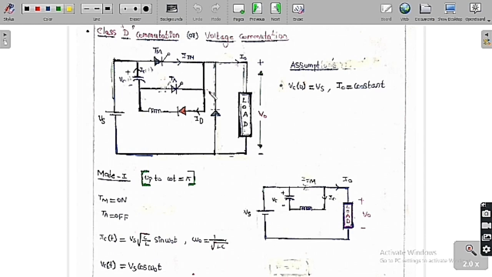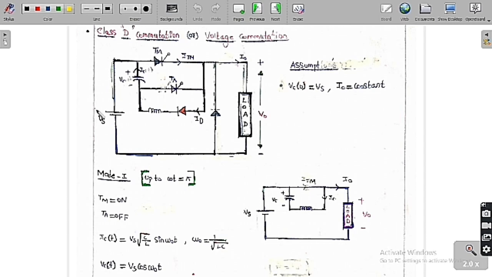Now we are going to discuss the last concept in this lecture, which is class D commutation, or voltage commutation. I have already told you class A is also called load commutation, class B is called current commutation, and class C is called complementary or impulse commutation, whereas class D commutation is also called voltage commutation.